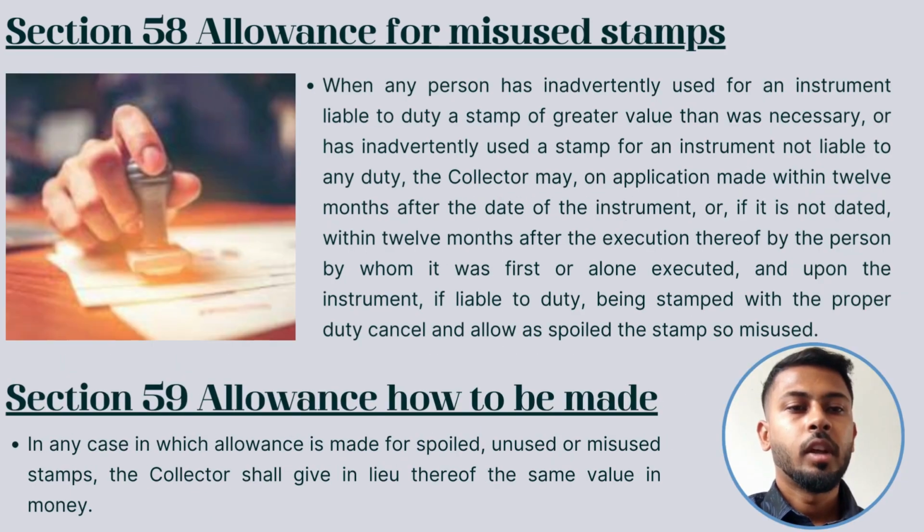In this slide, I would like to explain section 58, which is allowance for misused stamps, and section 59, which is allowance on how to be made.